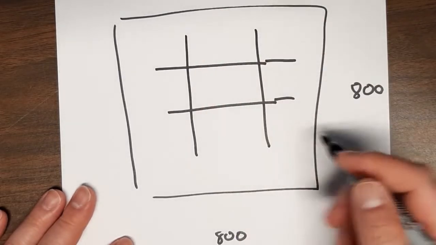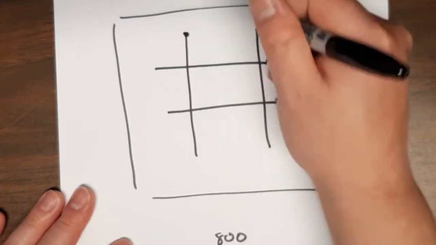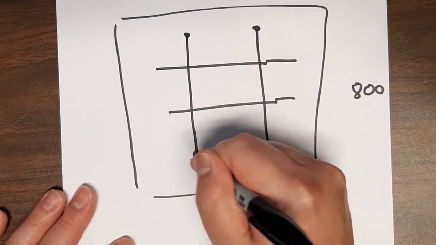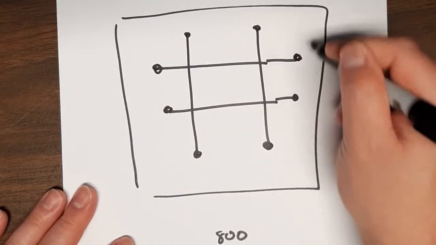So you need to know, in order to draw these lines, you need to know this coordinate, this coordinate, this coordinate, this coordinate, this one, this one, this one, and this one.